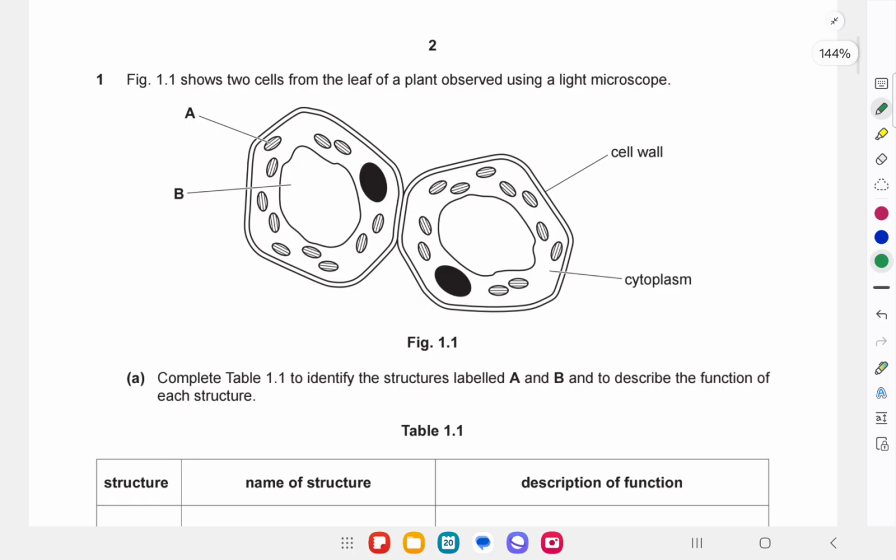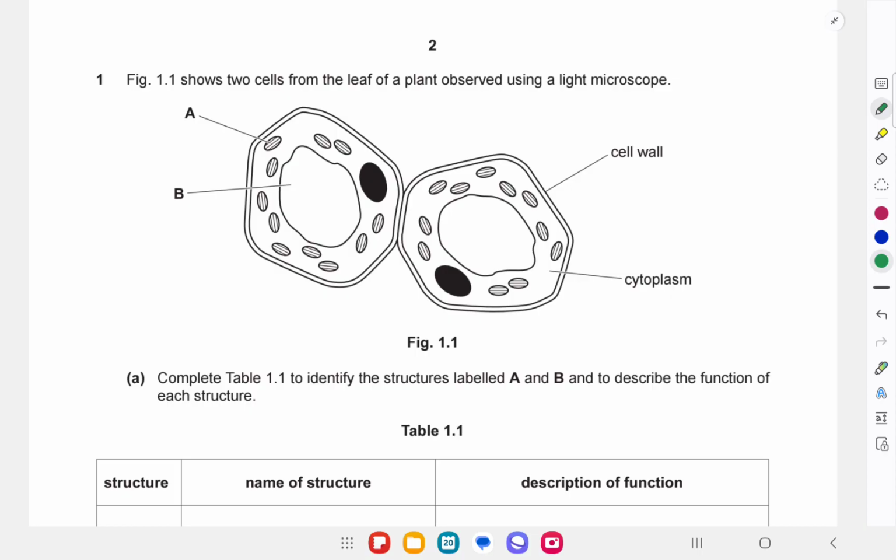Figure 1.1 shows two cells from the leaf of a plant observed using a light microscope. Part A says complete table 1.1 to identify the structures labeled A and B and to describe the function of each structure.